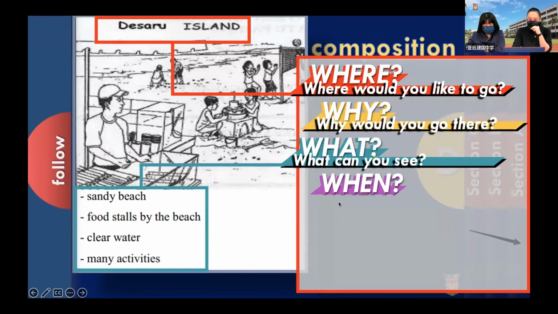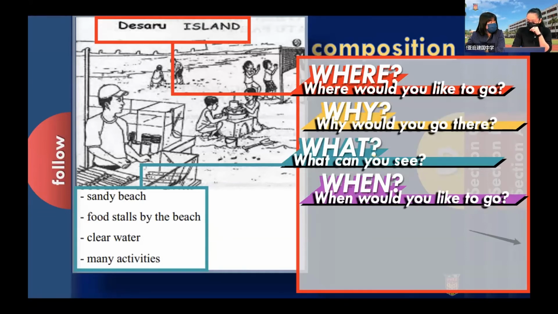Now the when. When would you like to go? So students, when would you like to go to the beach? Definitely not on a rainy day. Probably during a sunny day. Would you like to go in the morning? During summer? In the afternoon? Yes, during summer or a sunny day. School holiday, very good. And probably in the evening. Every day is summer here. Very well.